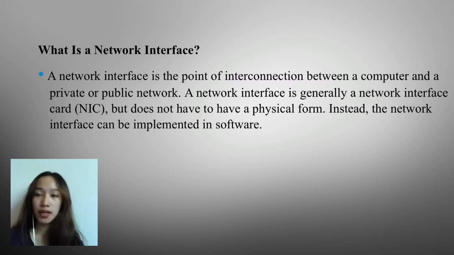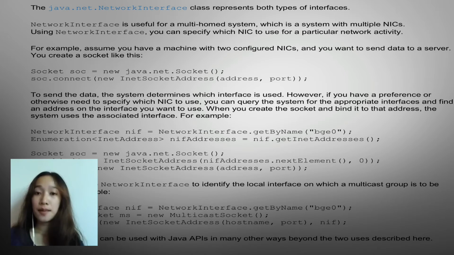What is a network interface? A network interface is the point of interconnection between a computer and a private or public network. A network interface is generally a network interface card, or NIC, but does not have to have a physical form. Instead, the network interface can be implemented in software. An example here is the Java NetworkInterface class, which represents both types of interface.